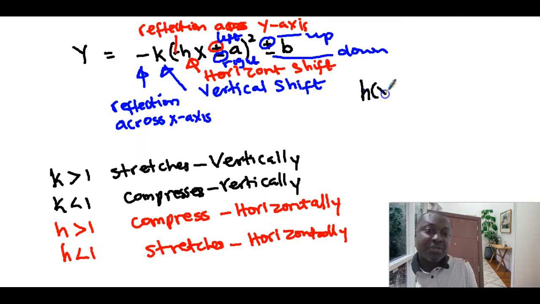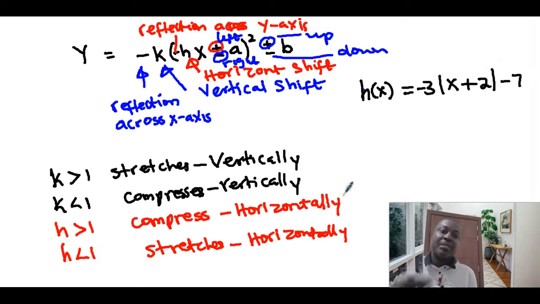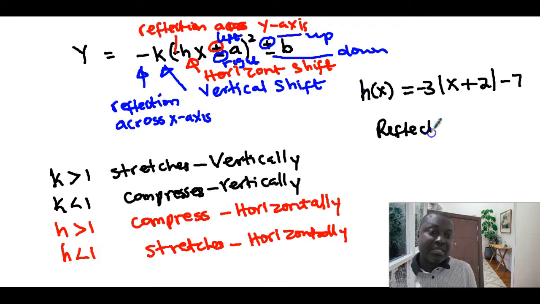So if you say you have h of x, as I said, h or g is just a name, and you have, say, -3 absolute value of x plus 2 minus, say, 7. You can see what is happening. 4 things are happening here. Reflection. So based upon the formula that I have given you, even if you haven't put it in decimals, you can see that there is a reflection across the x-axis.